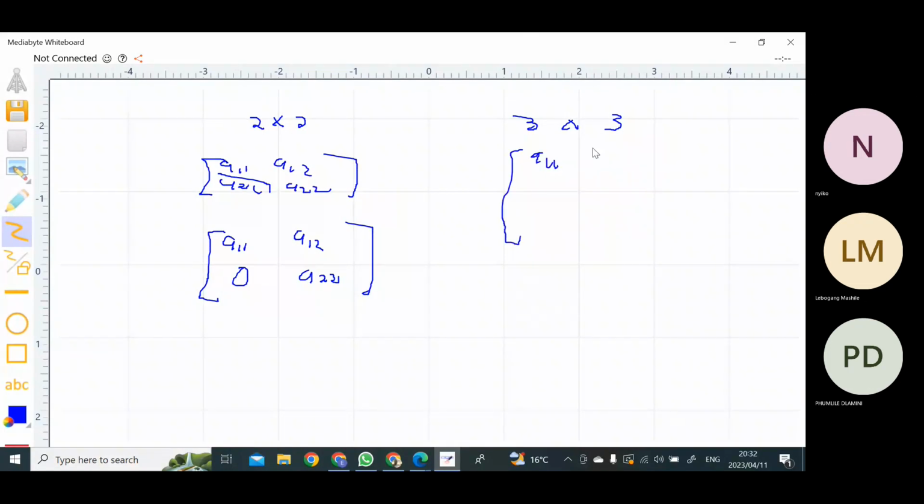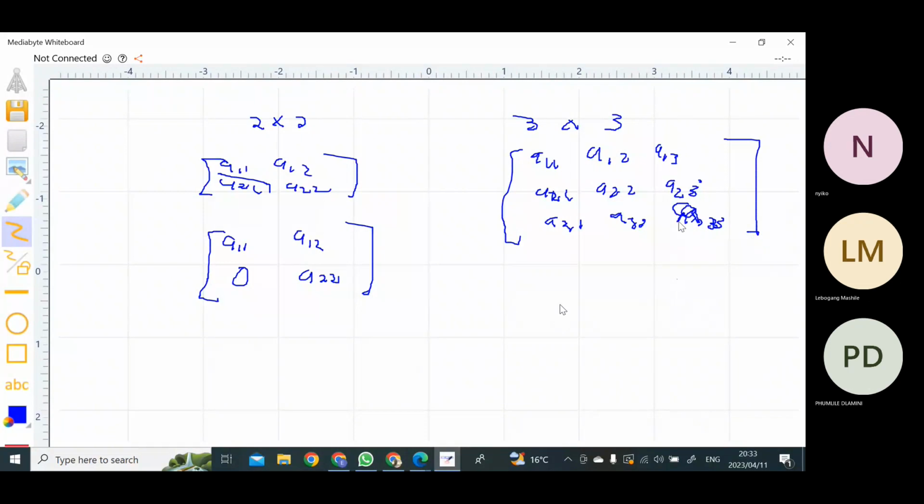So if it's a matrix of 3 by 3, we have A11, A12, A13, A21, A22, and A23, and A31, A32, and A33.